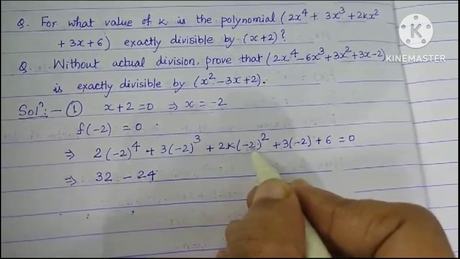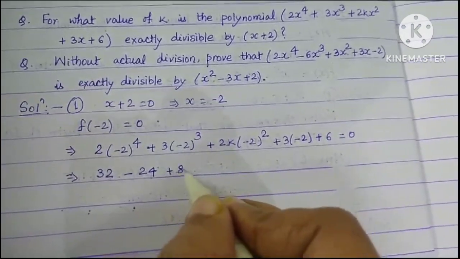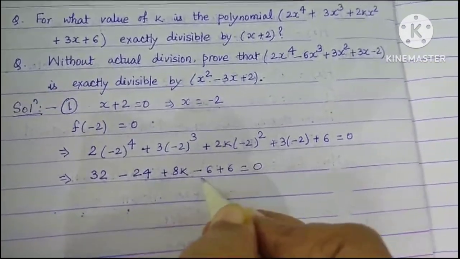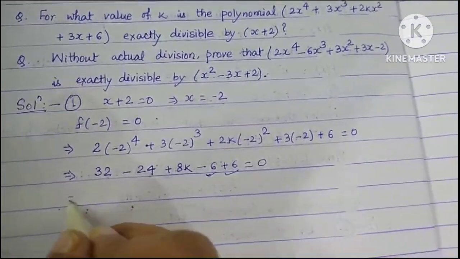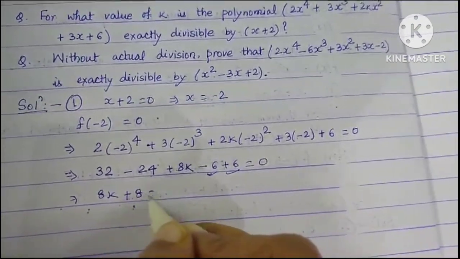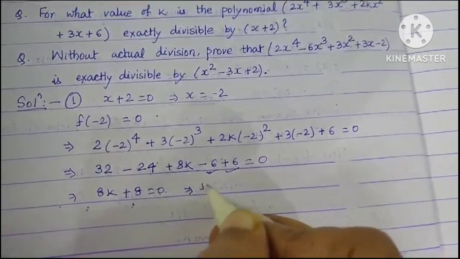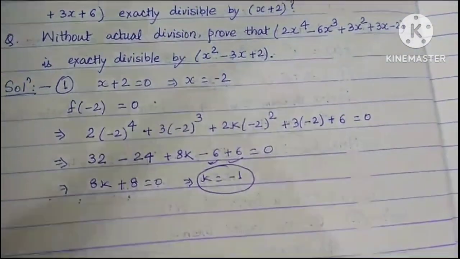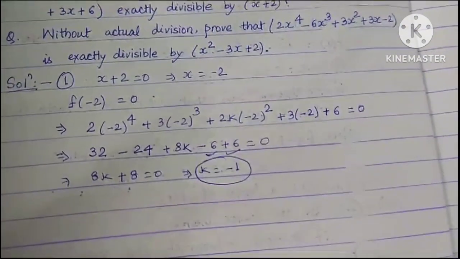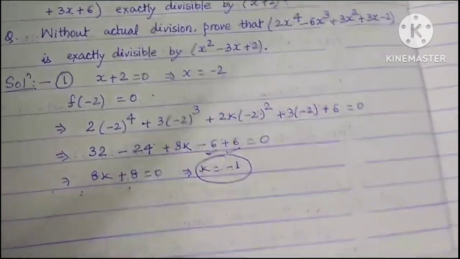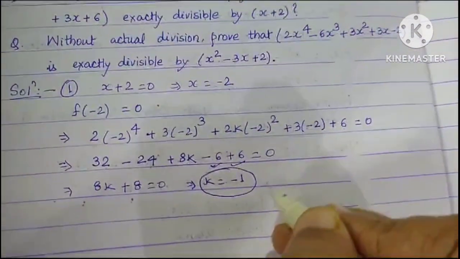Now this one is plus 4, 2, plus 8k, minus 6 plus 6 is equal to 0. So you cancel out this one. This implies 8k plus 8 is equal to 0. This implies k is equal to minus 1. Okay, so when k is equal to minus 1, then that f(x) will be exactly divisible by x plus 2.